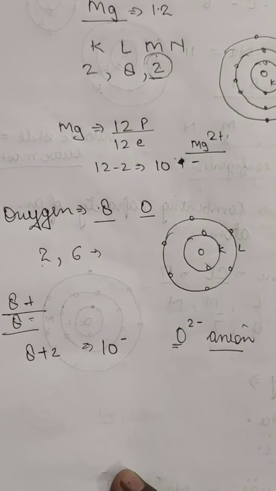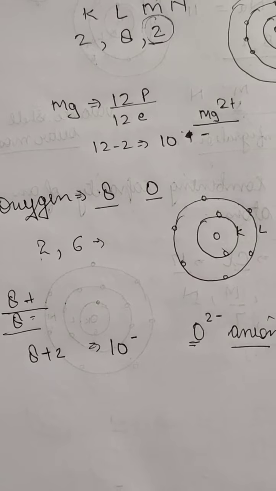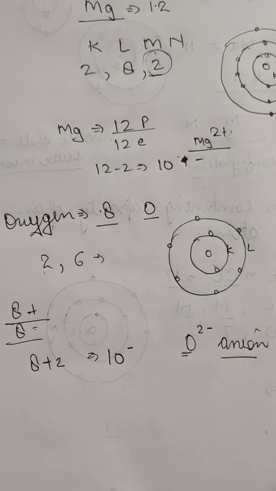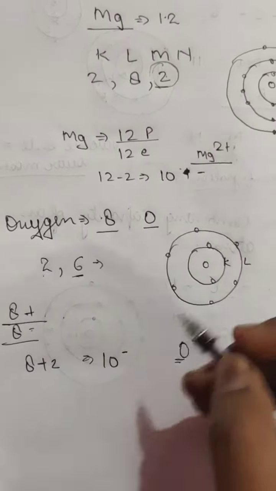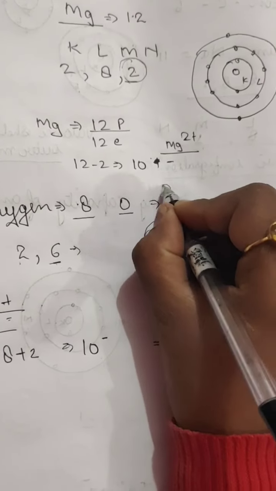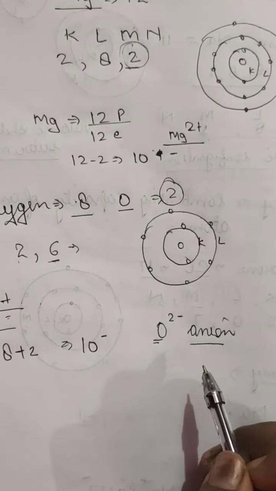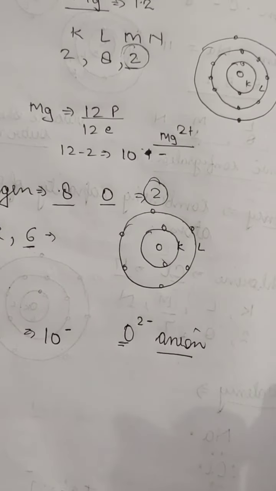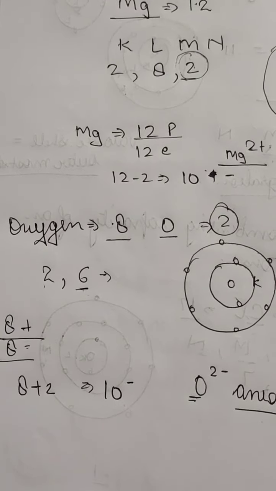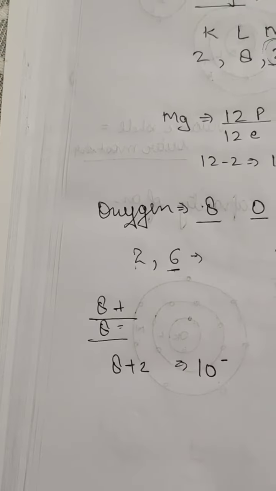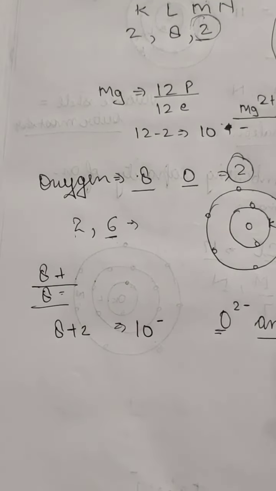Okay, now oxygen is a diatomic gas, so obviously it has to be O2. Oxygen's valency is not 6, but the valency of oxygen is 2, because oxygen is combining with 2 electrons. So the number of electrons an atom combines with is the valency of that atom. So the valency of oxygen is 2, not 6.